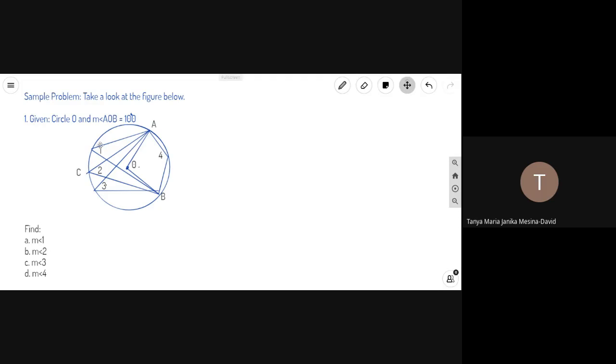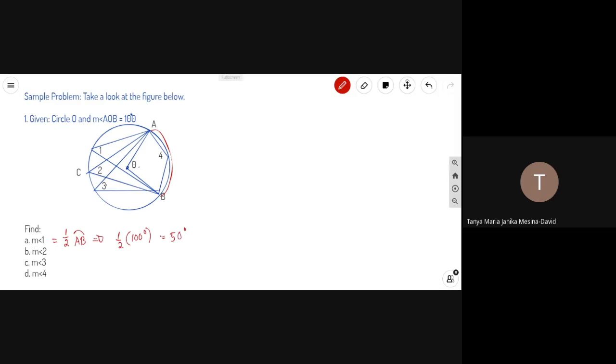Looking at the illustration, angle 1 is an inscribed angle, and its intercepted arc is arc AB. Let me just highlight that. Based on our definition a while ago, the measure of the inscribed angle is one half the measure of its intercepted arc. So angle 1 is one half the measure of arc AB, which is one half times 100 degrees, which is 50 degrees.